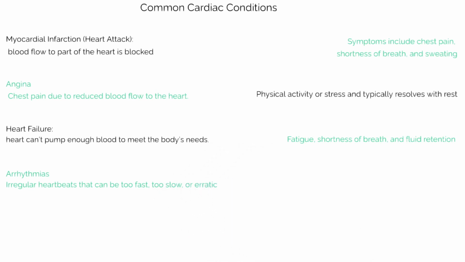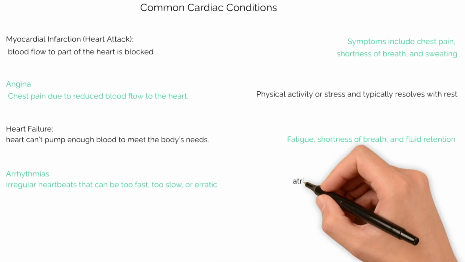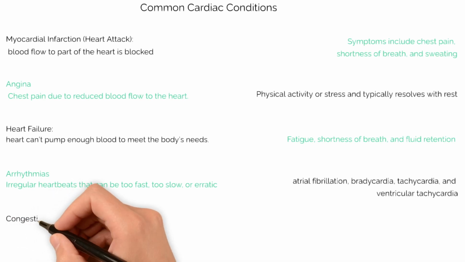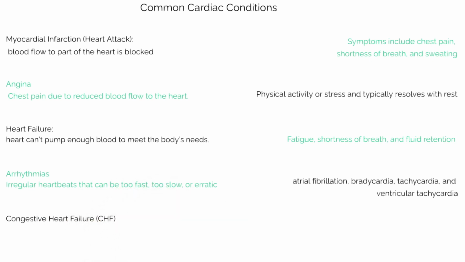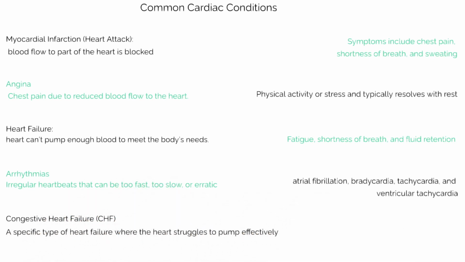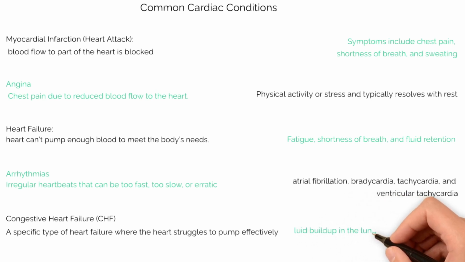Arrhythmias, irregular heartbeats that can be too fast, too slow, or erratic. Common types include atrial fibrillation, bradycardia, tachycardia, and ventricular tachycardia. Congestive heart failure, a specific type of heart failure where the heart struggles to pump effectively, leading to fluid build-up in the lungs and other parts of the body.